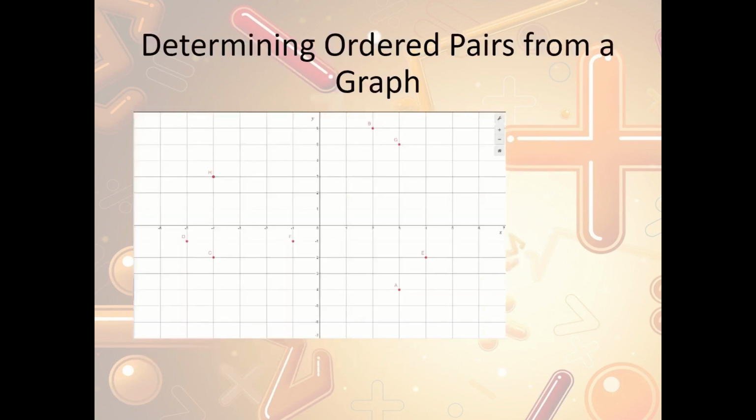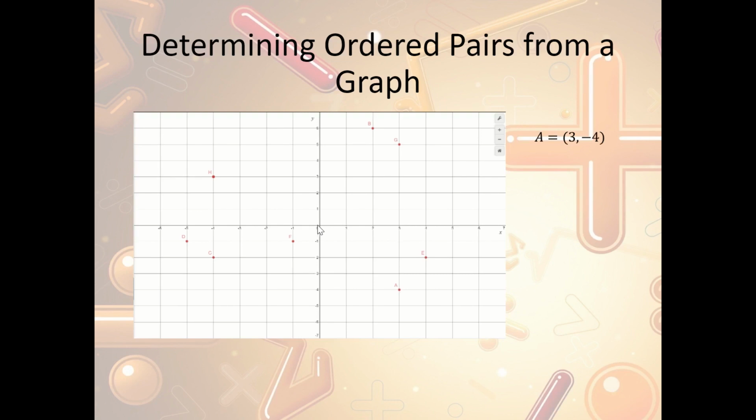Now part of this is being able to plot the points, but the other part of it is being able to recognize the points once they're already graphed. So in this case, I'm given some points and asked to find where those ordered pairs are. So let's look at A, which is here. Well, I can see that my x value is 1, 2, 3, and my y value is down 1, 2, 3, 4. So it's x equals 3, y equals -4. So that would be my point for point A.